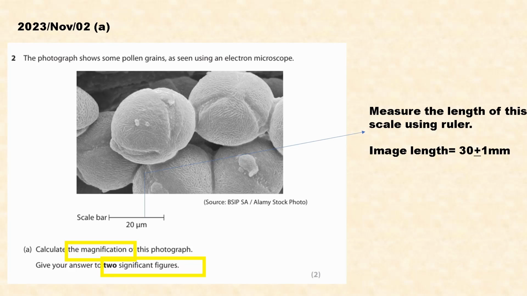And next, we have a question from the November 2023 paper, where you are given an image of pollen grains taken using an electron microscope. And the task is to find out the magnification, and the answer must be presented in two significant figures. As usual, the first step is to go for the measurement, to take the measure of the length of the scale bar, and here it's about 30 millimeters with a possible variation of plus or minus 1 millimeter.